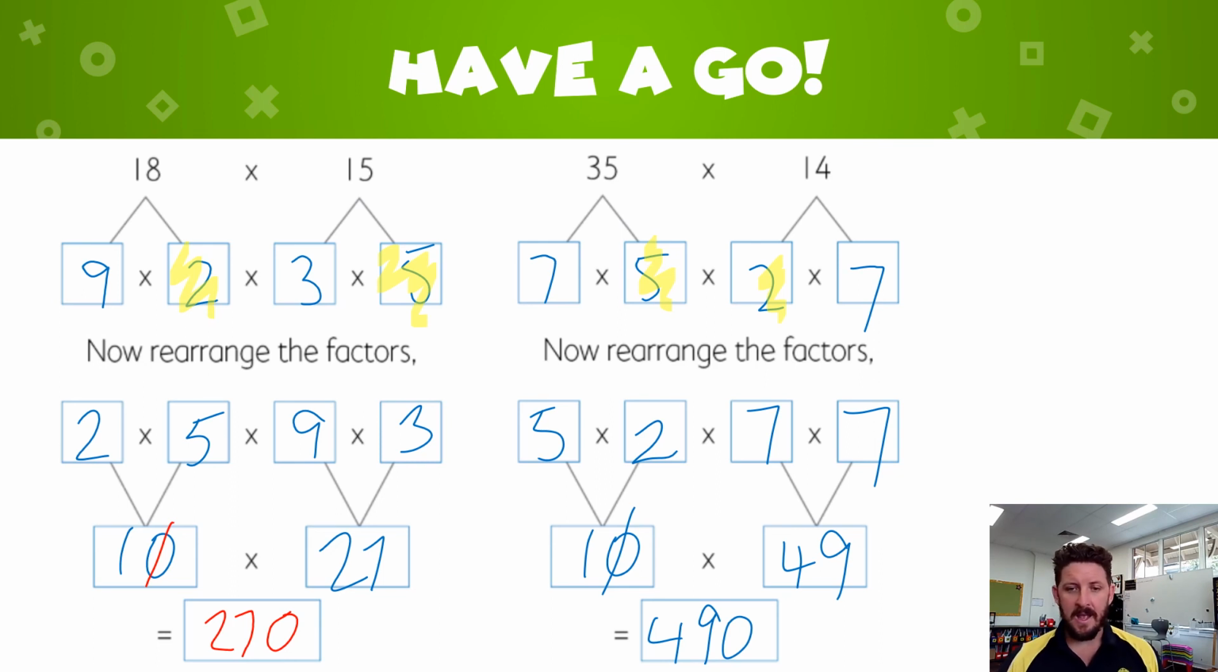All right, make sure, number 1, you know your multiples and your factors of each number. Number 2, look for friendly facts. Number 3, rearrange your numbers and make sure you multiply them correctly. Have a go, gents. Bring any questions that you have to class. Good luck with this topic.